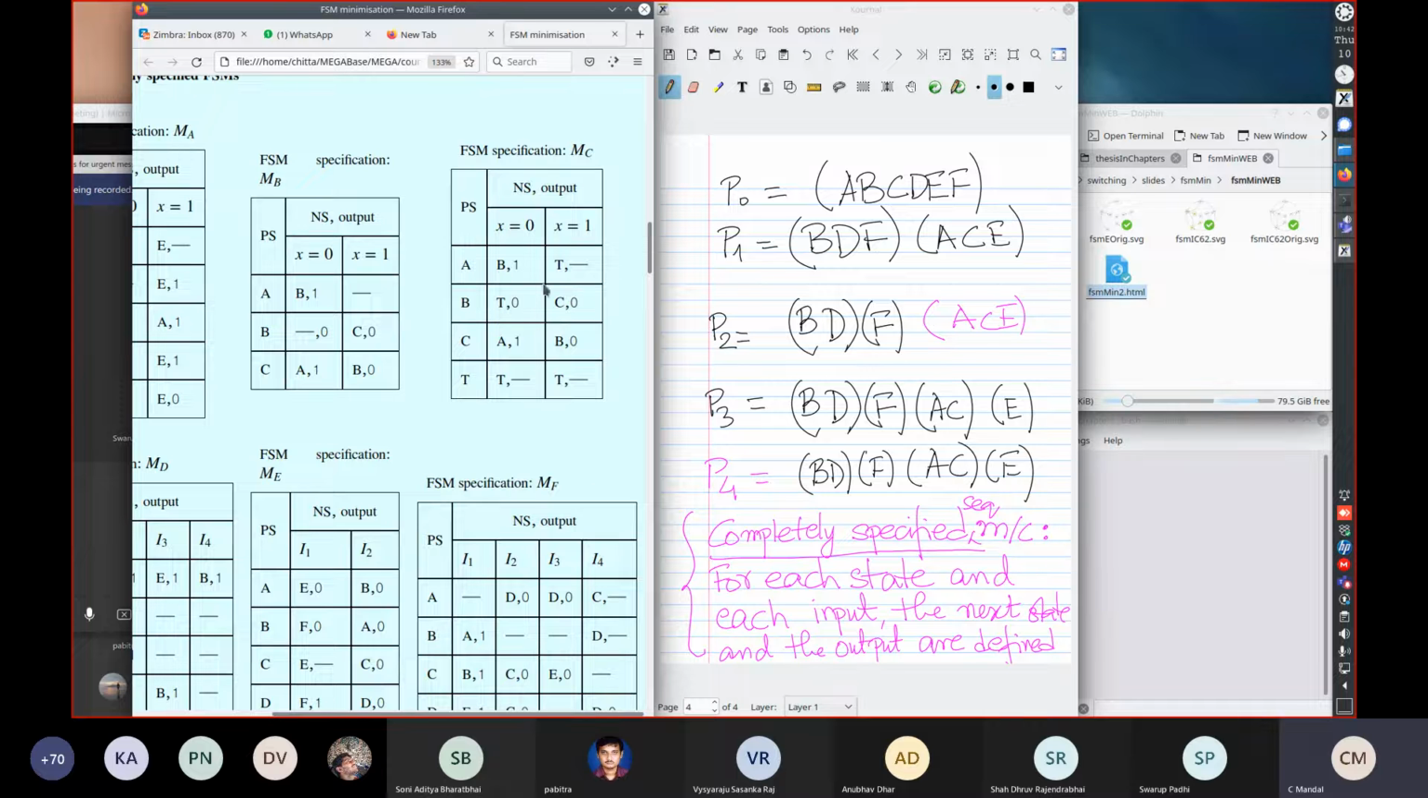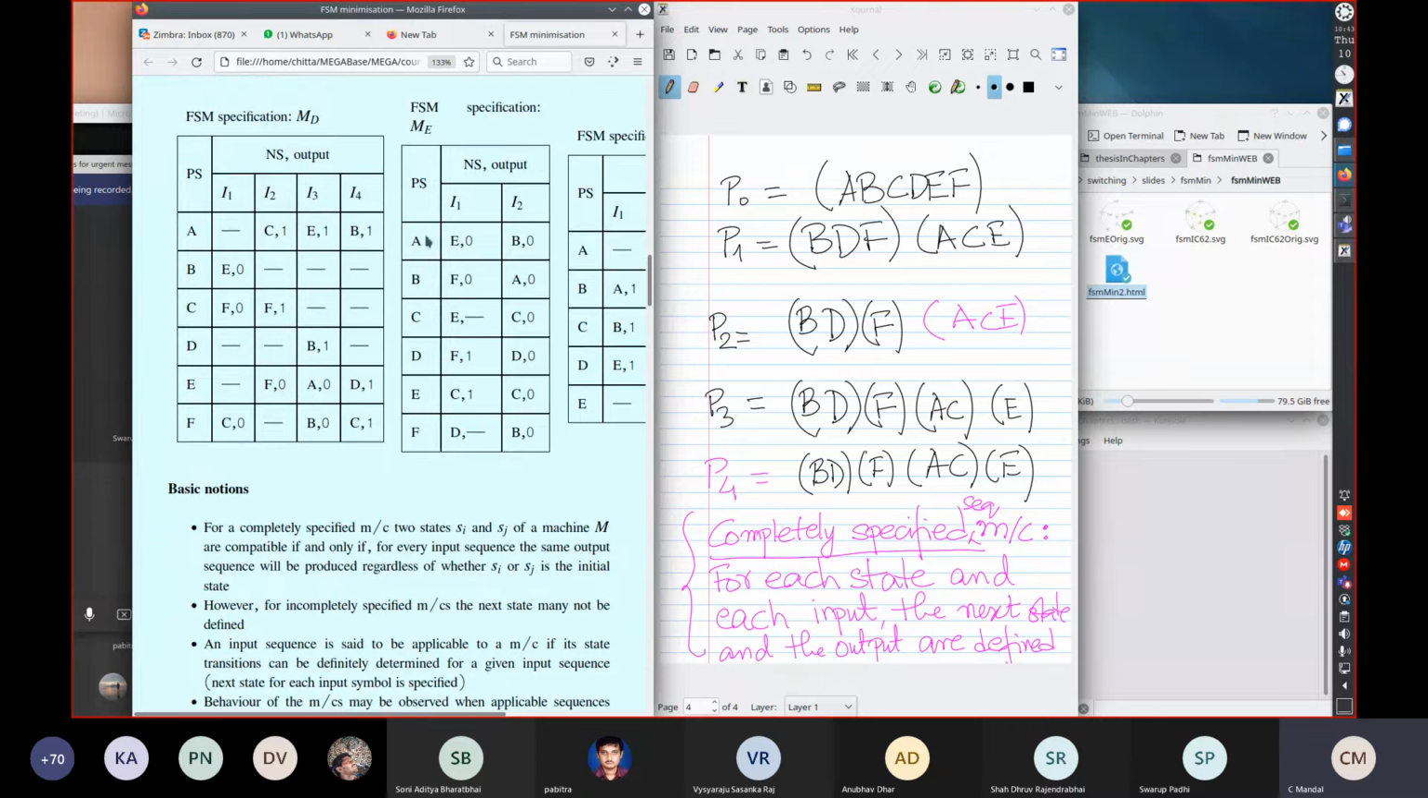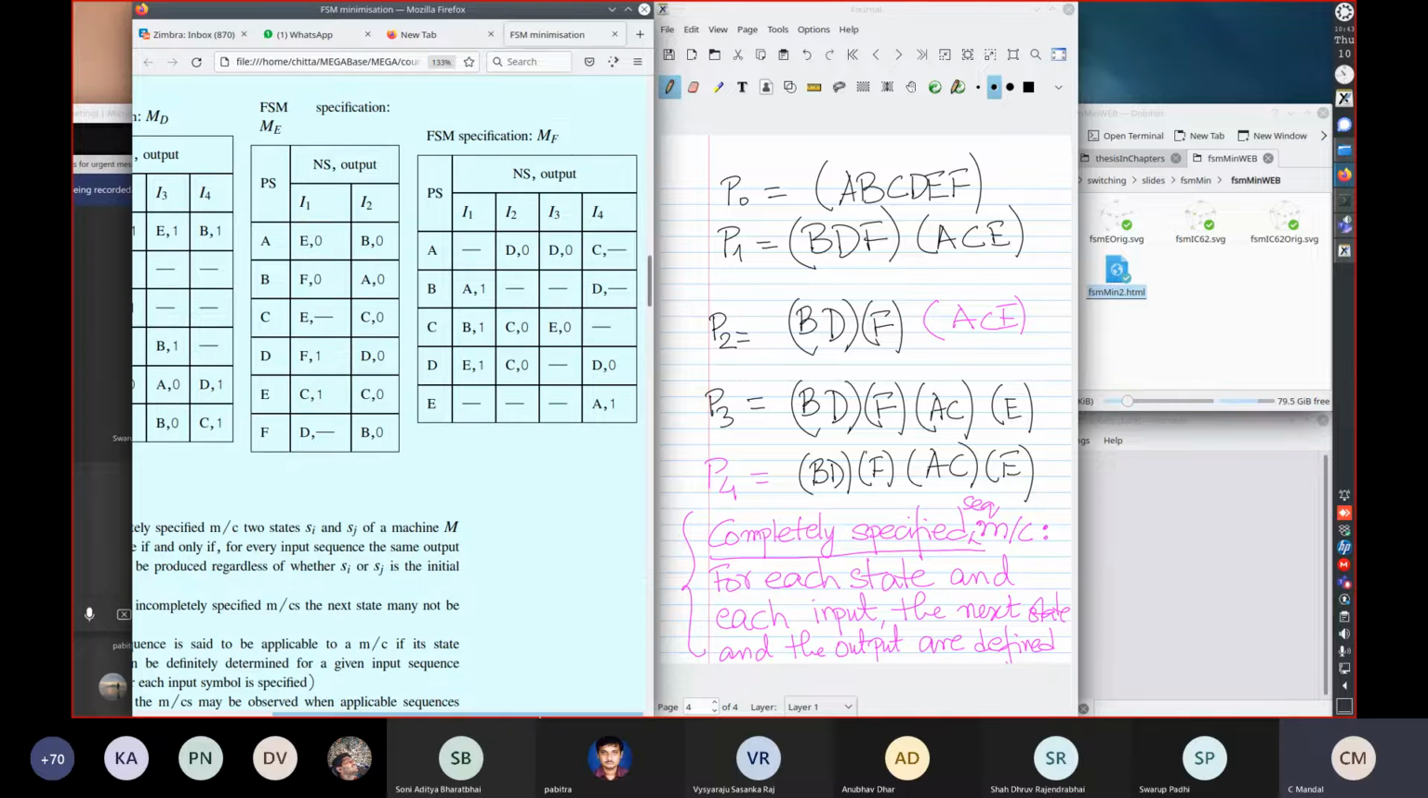So these are various examples of incompletely specified sequential machines. In case of MC, only some outputs are not defined. So these are various machines, and we can use them as examples.